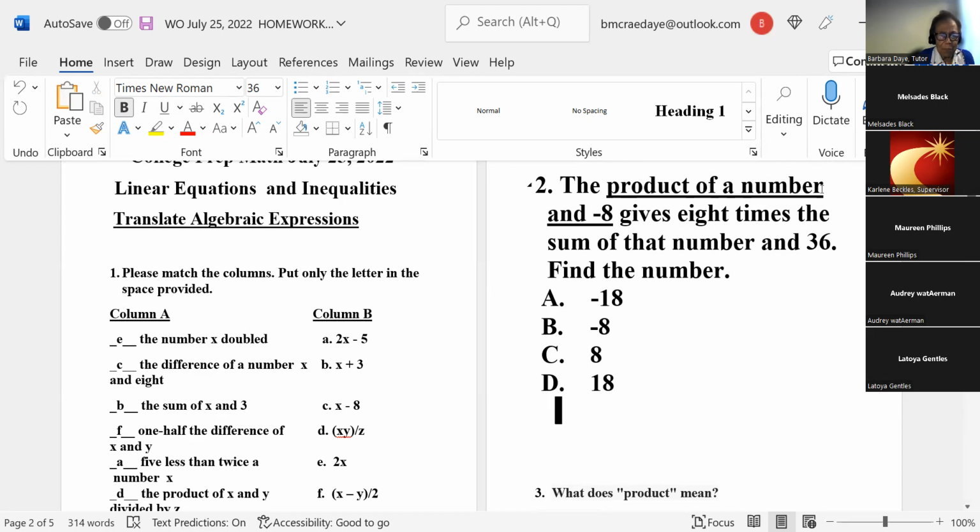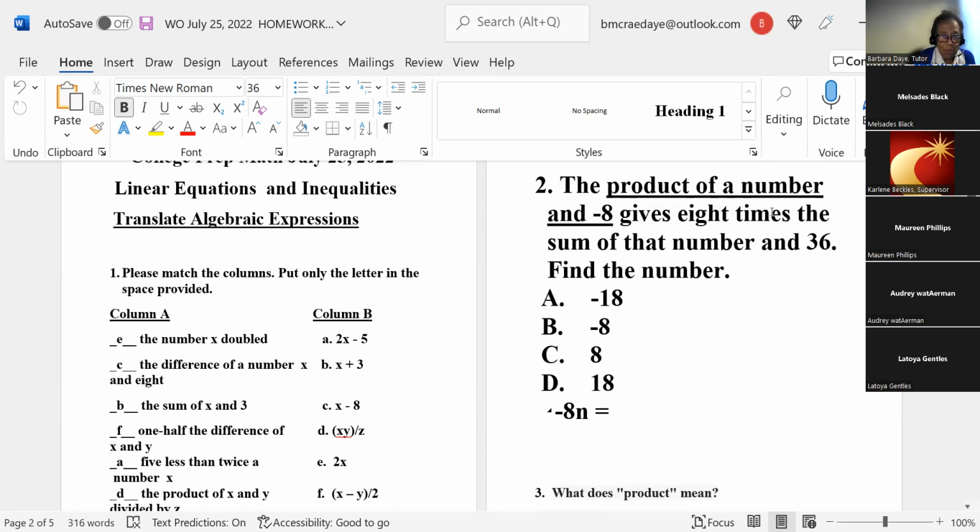Can anybody tell me what they put for the product of a number and a minus 8? Mercedes, what did you put? n minus 8. I didn't do that. Maureen, what did you put? I put n and a -8. That's it, -8n. That's the product: a number and -8, n being the number. We don't know what the number is; that's what we're looking for. That takes care of that. Now gives means equal. Gives or is, that's equal.